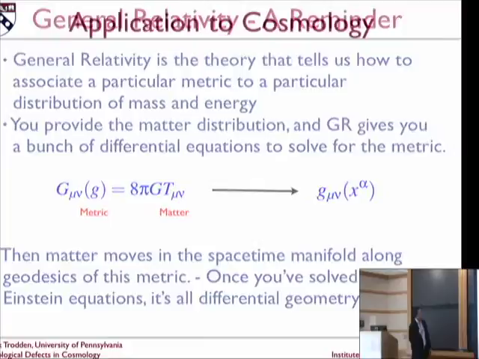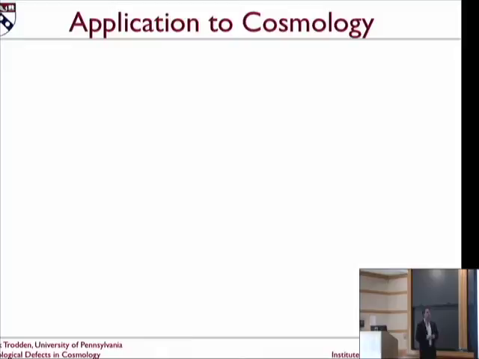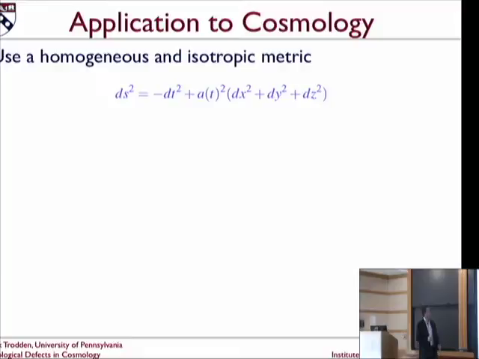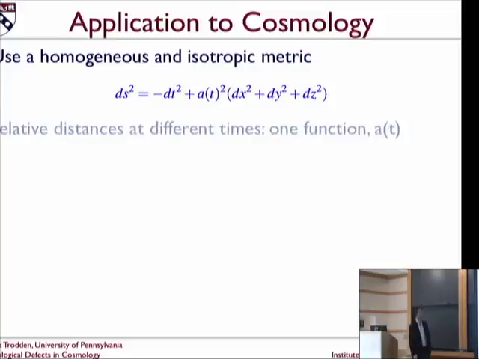However, if you apply general relativity to cosmology, the system of differential equations that you saw on the last slide simplifies incredibly, at least at the level where you talk about the background cosmology of the universe. Since the universe on large scales we think is homogeneous and isotropic, the metric really, ignoring issues to do with spatial flatness in the universe here, just comes down to knowing a single function, a of t. And a of t is the thing that tells you relative distances at different times.